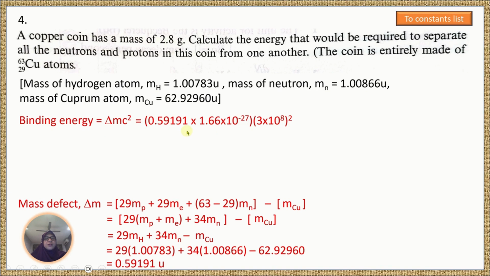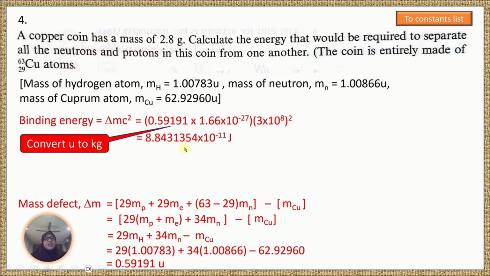Substitute into the binding energy formula. And don't forget to convert the unified atomic mass to kilogram, times 1.66 times 10 to the power of negative 27, and this is the speed of light. So the binding energy is 8.8431354 times 10 to the power of negative 11 joule.